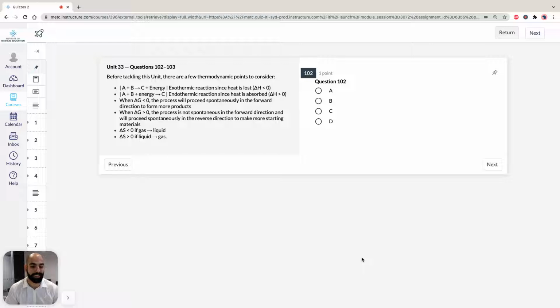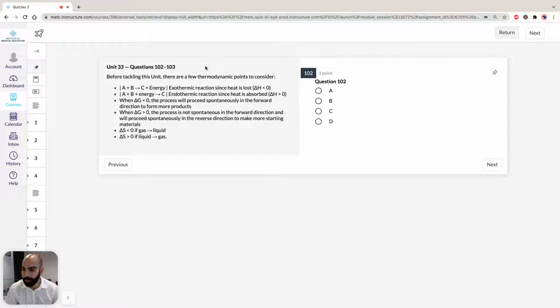Today we're going to take a look at solutions to Section 3 of ACER's GAMSAT Green Booklet, Practice Test 1, specifically Unit 33, questions 102 to 103. And we're going to take a look at thermodynamics and Gibbs free energy, enthalpy, and entropy. So you're being provided the equation for Gibbs free energy in the unit, and we have to answer a couple of questions relating to it.